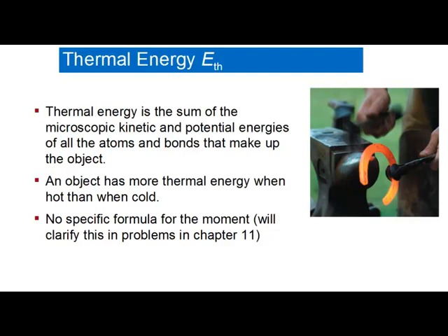And so the first thing to know is that an object has more thermal energy when it's hot than when it's cold. There is no specific formula we'll be using for the moment, and as I mentioned earlier, this will be discussed in greater detail in chapter 11, and so at that point we'll see how to figure out the actual amount of thermal energy involved in a given process.